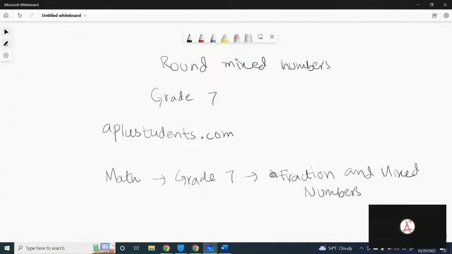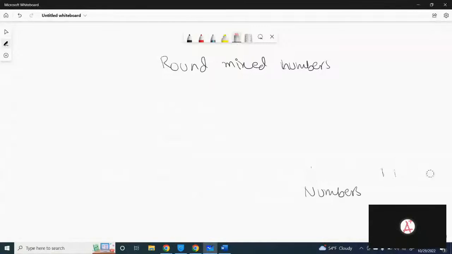Okay, let's start with the topic. Please make sure before starting the lesson you have your notebook and pencil so that you can note down the important points and examples as well. Got it? So let's start with round mixed numbers.